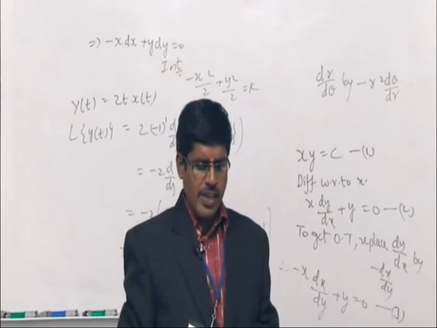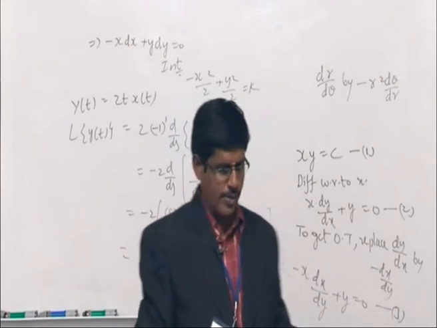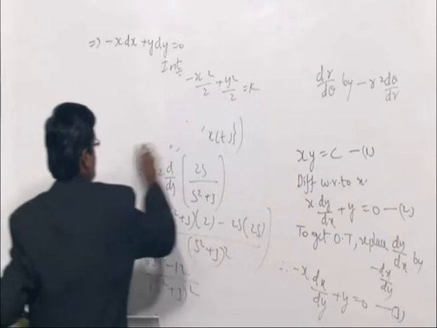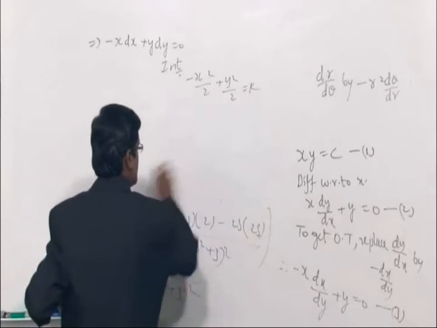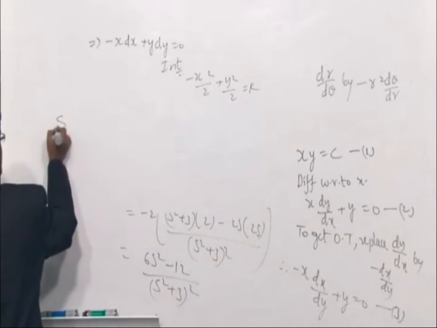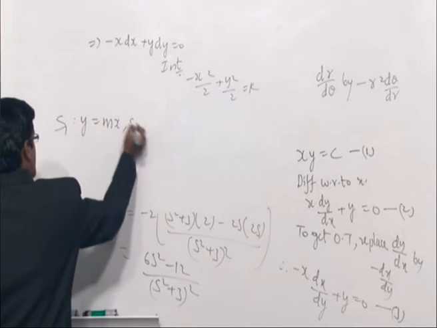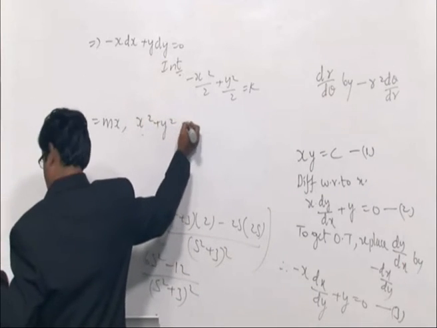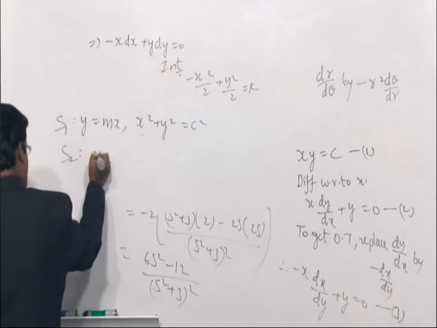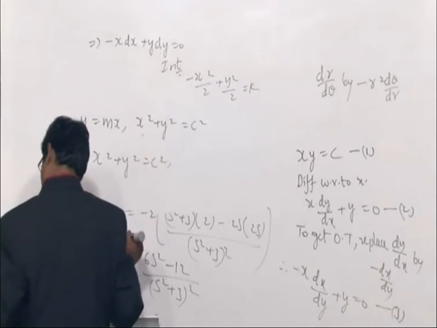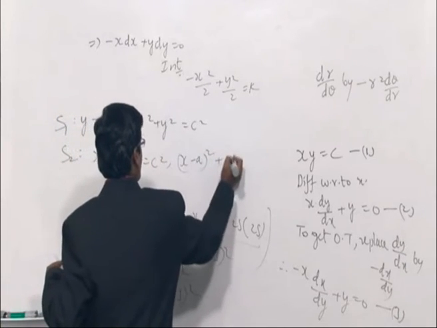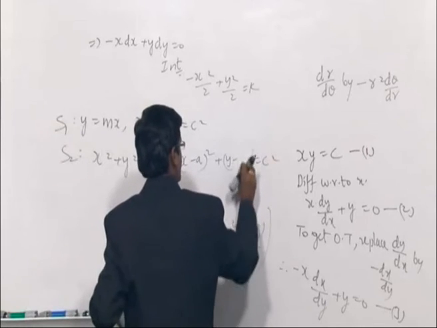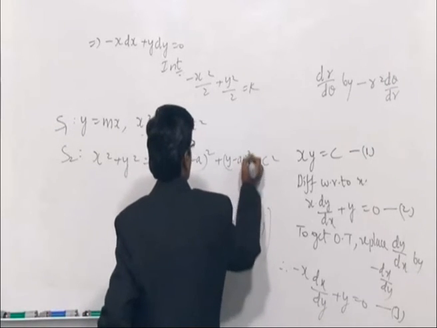One family of curves y is equal to mx, other family of curves x square plus y square is equal to c square. S1 is the pair of families of curves y is equal to mx and x square plus y square is equal to c square. S2 is two families of curves, x square plus y square is equal to c square and x minus a whole square plus y minus b whole square is equal to c square.